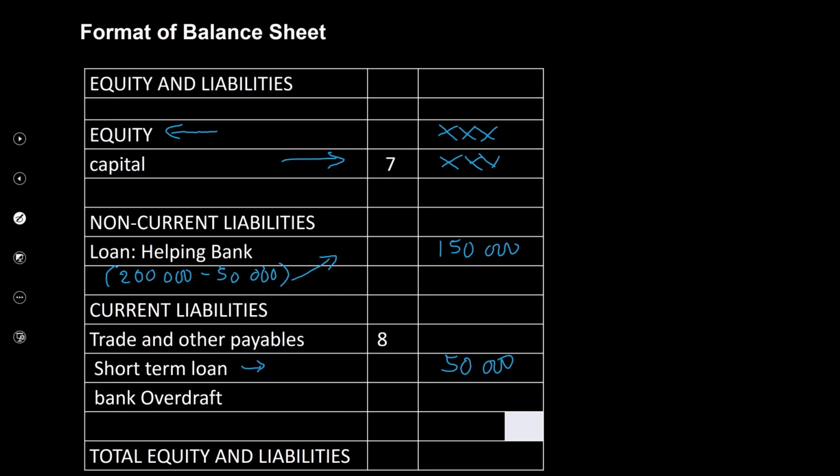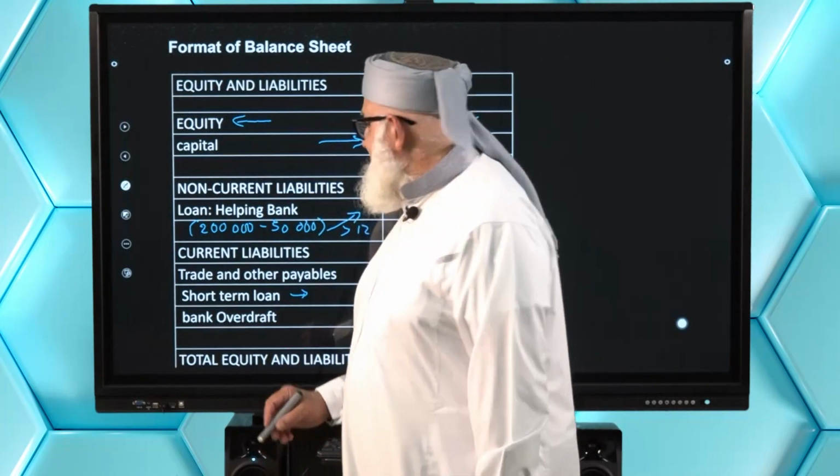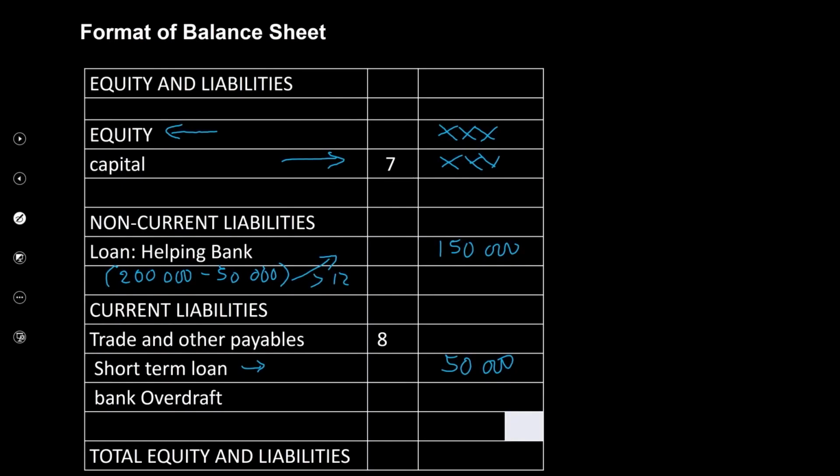Can you see what you've done? Your loan is still 200,000, but you've changed the placement of the loan into 2 components, namely the portion payable over a period greater than 12 months, and the short-term loan, in other words, the loan that is payable within 12 months, which appears under short-term loan under current liabilities. Okay, so this then gives you the total of your non-current liability.